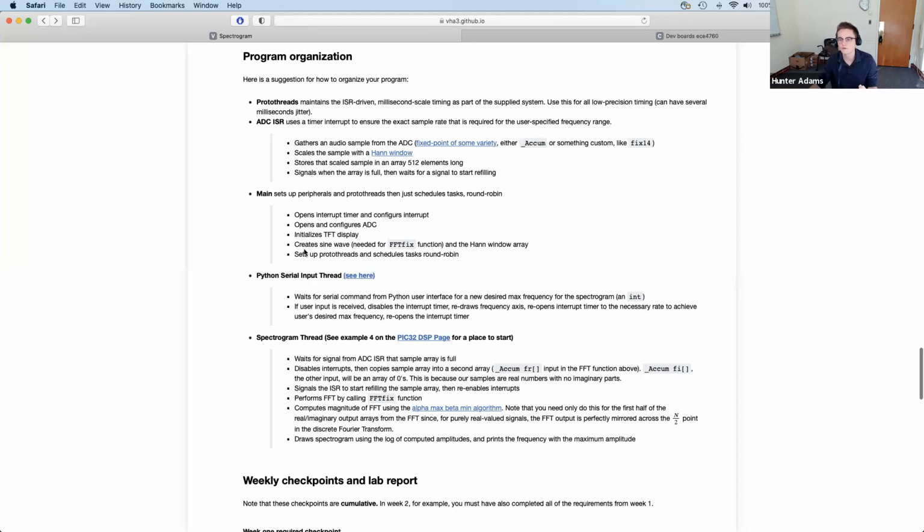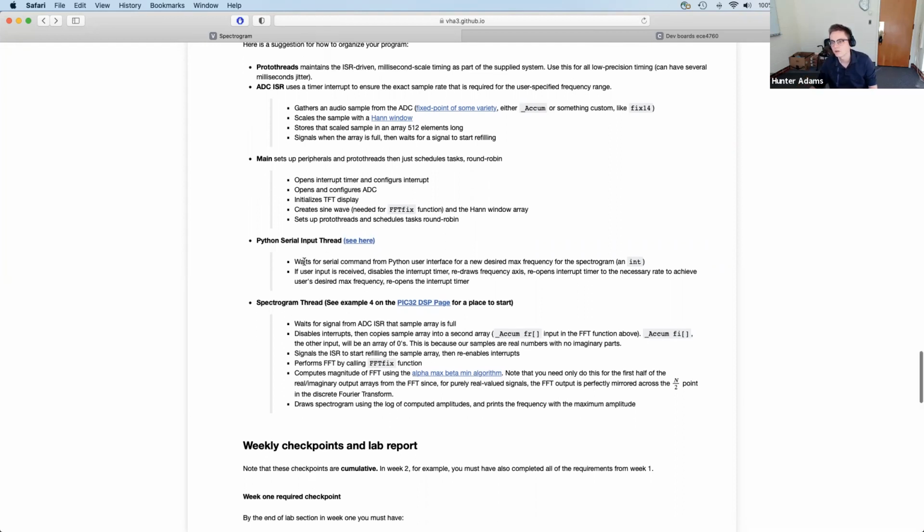In your program, you'll have a couple of threads. So as usual, you'll have main doing the stuff that main usually does, which is opening a timer, configuring the interrupt. You'll be affecting that interrupt in your threads in this particular lab, but you'll open and configure it initially. Open and configure the analog to digital converter, initialize the TFT, create your Hahn windowing function, set up the proto threads and schedule them and such.